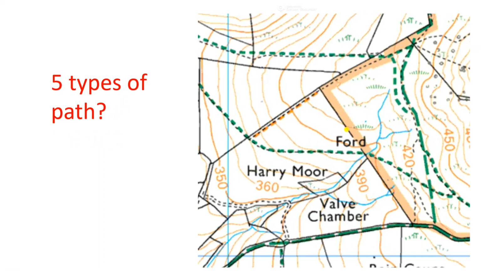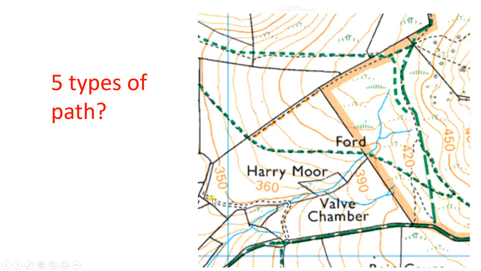Okay, next one. 5 types of path shown on this map. Quite a lot going on here. So if we start off with public rights of way, we've got them here. A small dashed green line is a public footpath. A long dashed green line is a public bridleway. Then we've got these small dashed black lines, which are paths. They're just paths on the ground that aren't public rights of way.